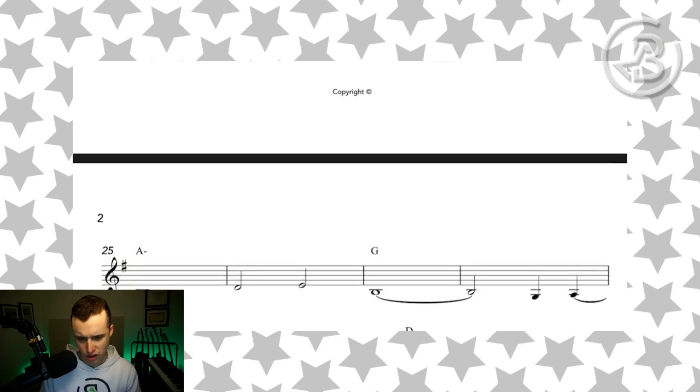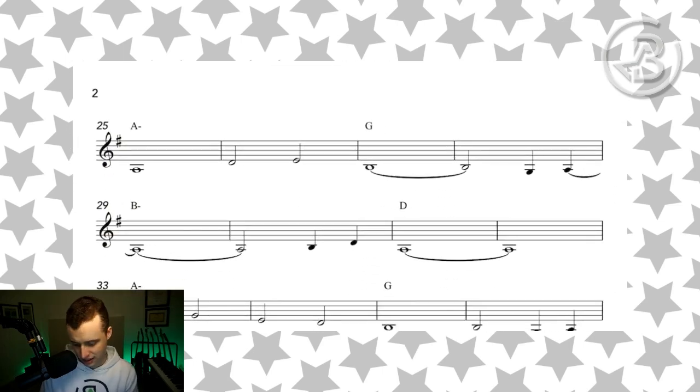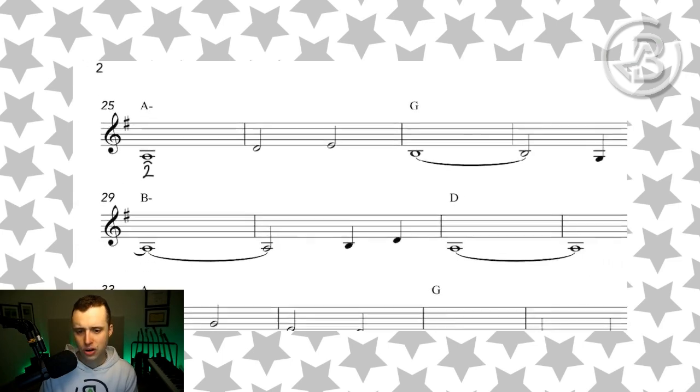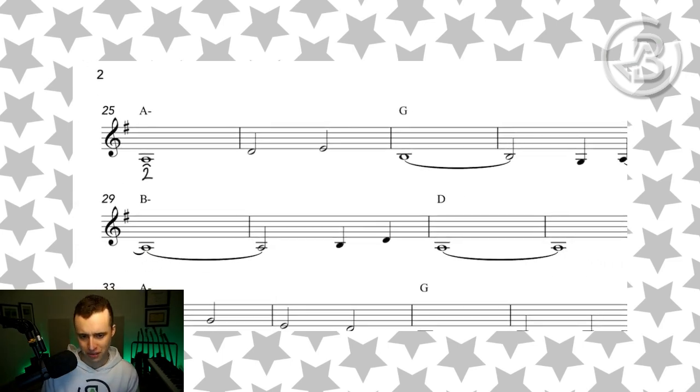Now here's where things start to change. Things start to change in measure 25. So it starts off like it did before with 2. But now we're starting to see the actual melody come in.